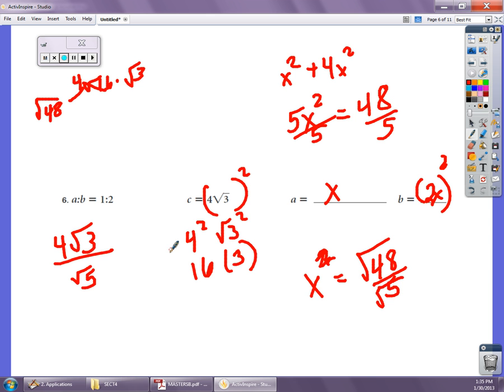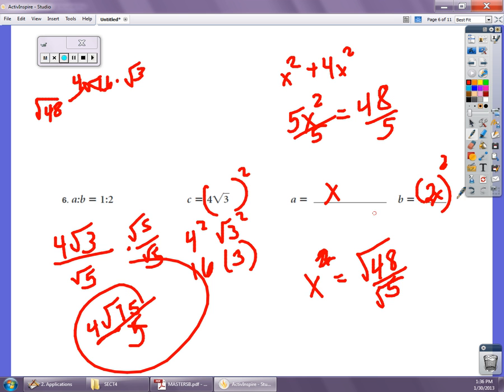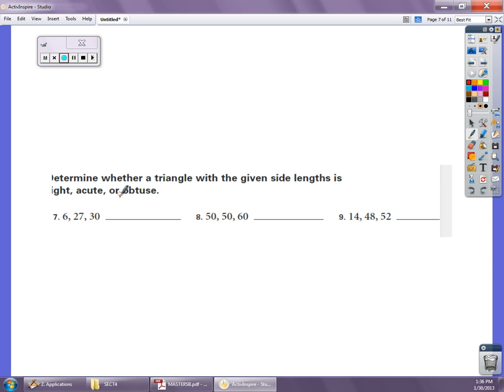So 4 root 3 divided by root 5. I'm going to have to rationalize the denominator. And you end up with 4 root 15. Root 3 times root 5 over root 5 times root 5 is 5. And that's in simplest radical form. All of these are done the same exact way in order to know whether it's right, acute, or obtuse.